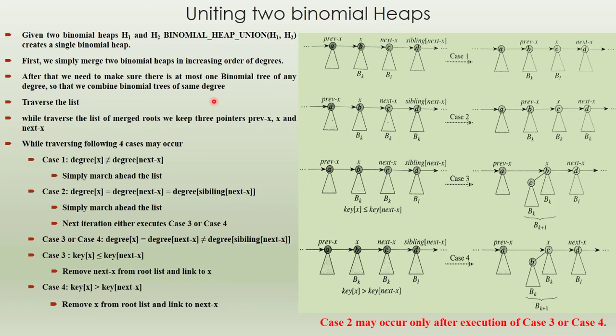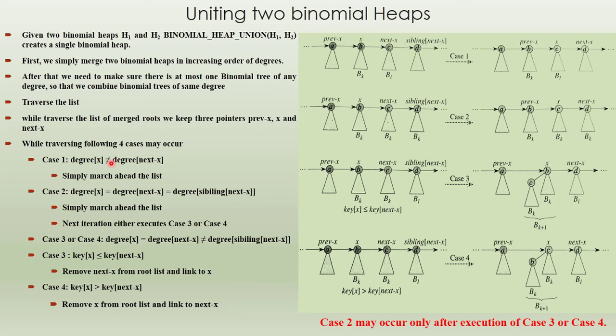So for that we have to traverse the list. Traverse the list means traverse the root list. While traversing the list of merged roots, we keep three pointers: prev x, x and next x. So while traversing we may come across four cases. Let's see the first case. Degree of x not equal to degree of next x. So here we have three pointers for the traversal. This is x. The previous node will be prev x. Next node will be next x. So sibling of next x means the node right to next x.